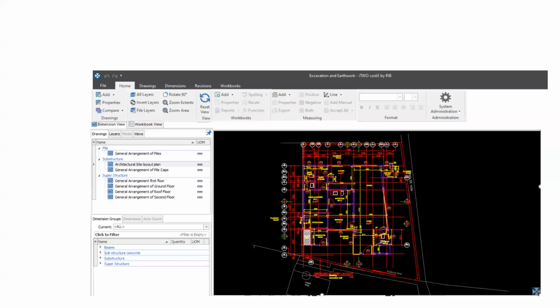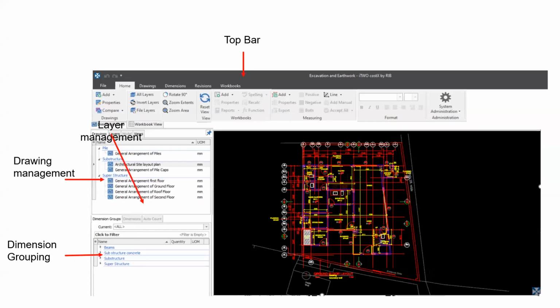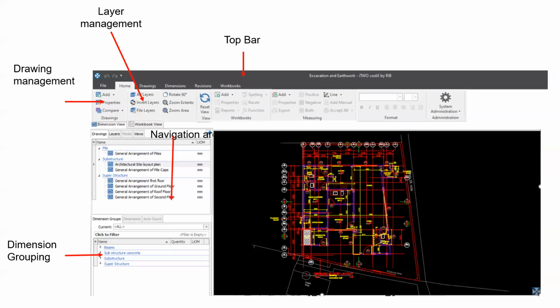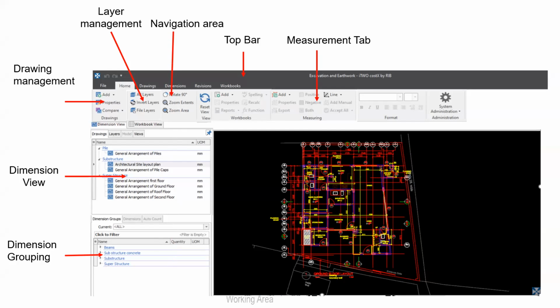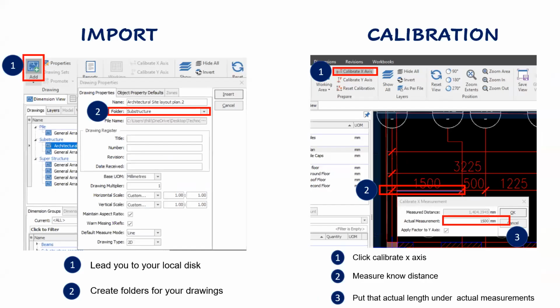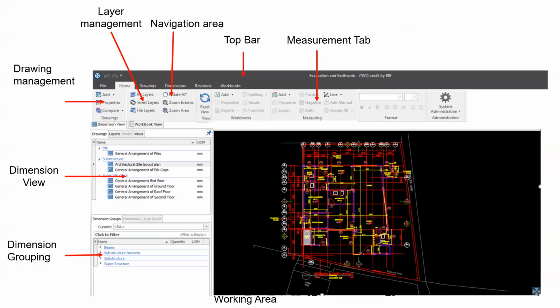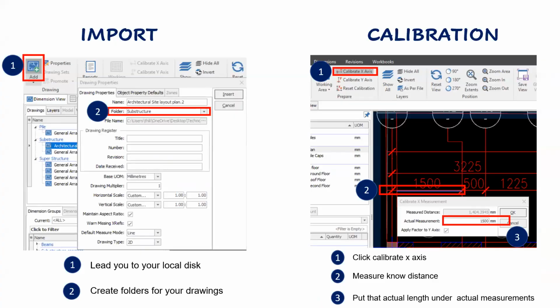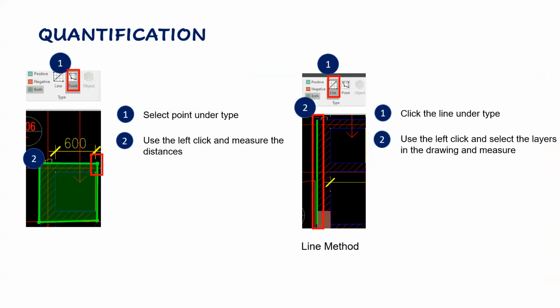And this is the interface: top bar, player management, drawing management, navigation area, and the measurement tab. And this is the dimension view tab. So this is the interface. I will explain this interface by using this Costek software. I will open the Costek software and explain these things. And this is how to import a drawing into this Costek software. And you have to scale the drawing after importing the drawing. This is very, very important.